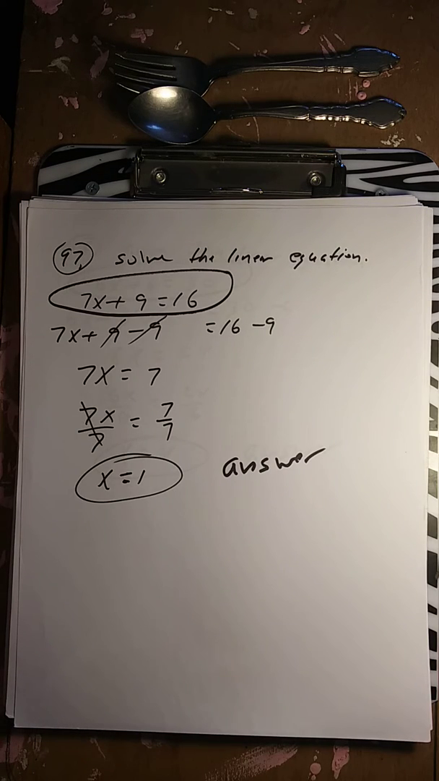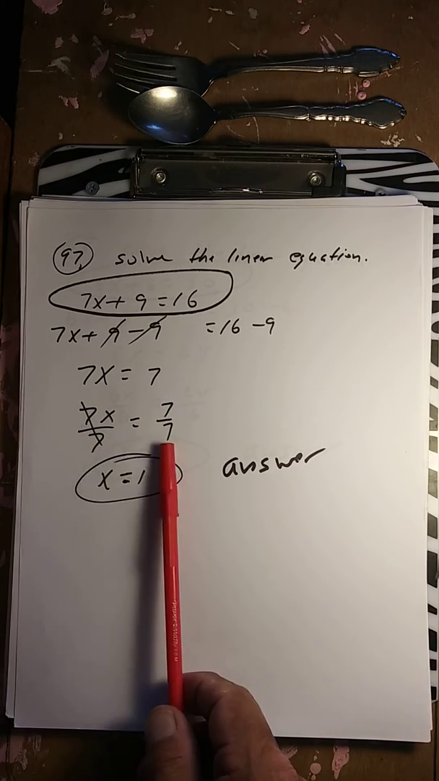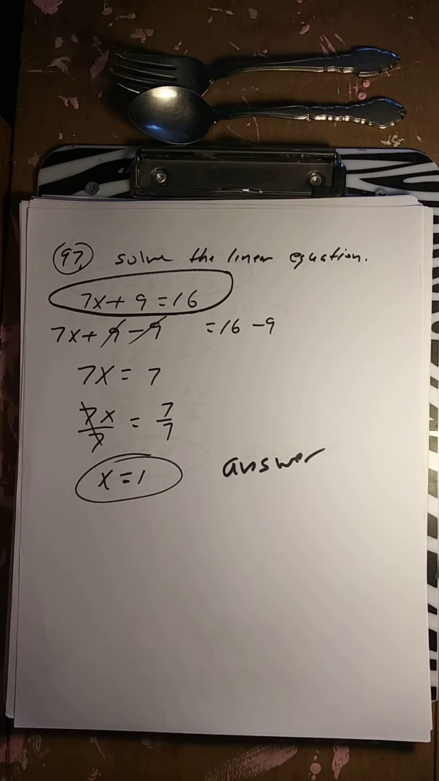Solve the linear equation. 7x plus 9 equals 16. So go negative 9. So 7x equals 7. Divide by 7. So x equals what? 1.